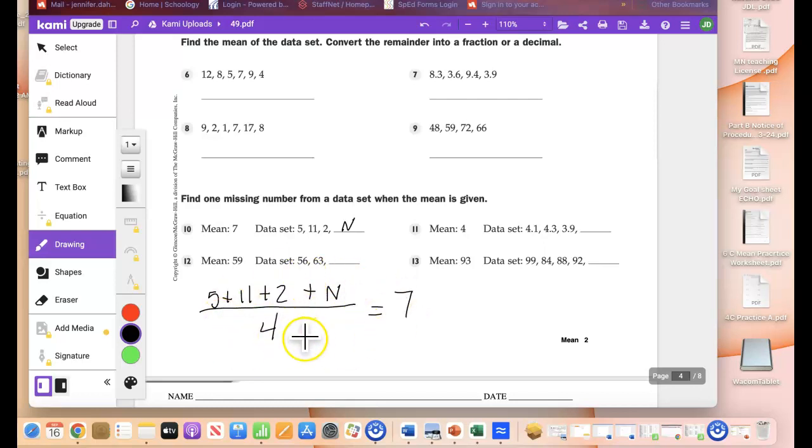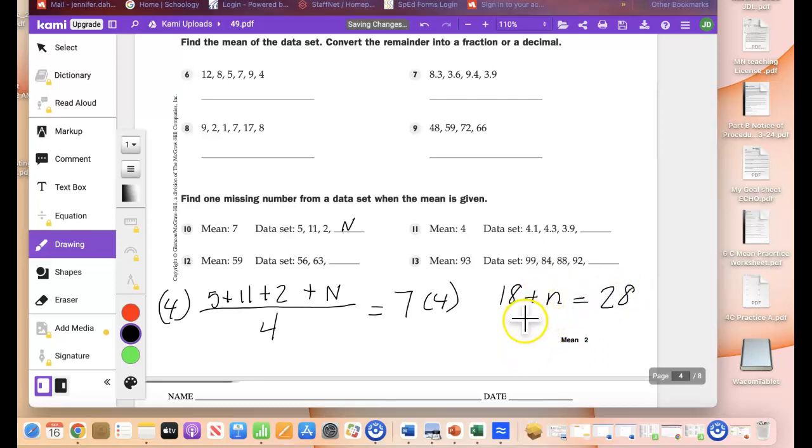So if you set it up like this, you're just going to do the opposite. So instead of dividing, you're going to multiply. So I'm going to multiply both sides by 4. And if I add up 5 plus 11 plus 2, I get 18. So now if I rewrite this, I have 18 plus some number is going to get me 28.